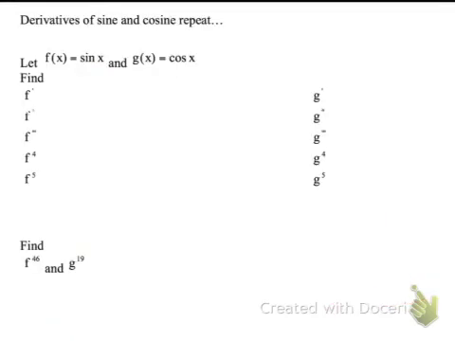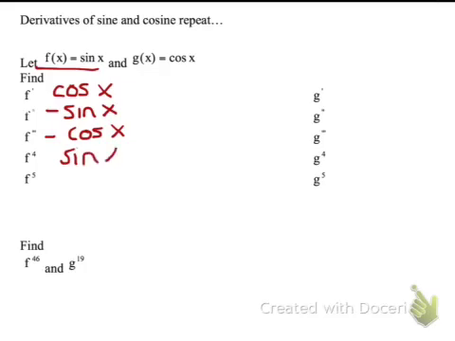Now, before we get to practicing examples, we're just going to look at sine and cosine. If f of x is sine, the first derivative is cosine. The derivative of that is negative sine. The derivative of negative sine is negative cosine. And then the derivative of negative cosine is sine, and I would just continue to repeat. So every 4 derivatives it's going to repeat: sine, cosine, negative sine, negative cosine, sine, cosine, and so on.